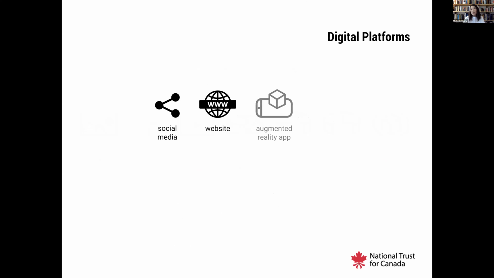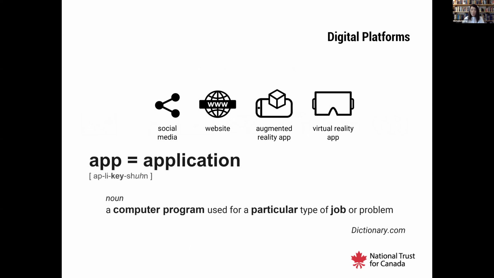These are some platforms you can use to communicate your narrative with digital media: social media, websites, augmented reality apps, virtual reality apps. An app just stands for application, which is a computer program used for a particular type of job. As I go through, I'll also note the resource intensity needed to use these platforms.